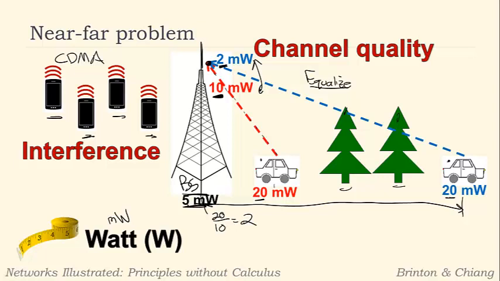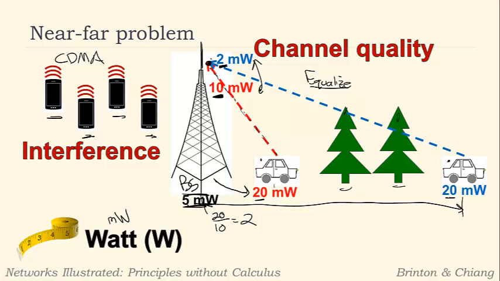So this 20 over 10 gives us a factor of 2, which tells us how much this signal has decreased by the time it got to this recipient. So basically, the tower is going to tell this car right here, this transmitter, to transmit rather than at 20 milliwatts. It's going to say, okay, well, I know that your signal gets cut in half by the time it gets to the receiver.